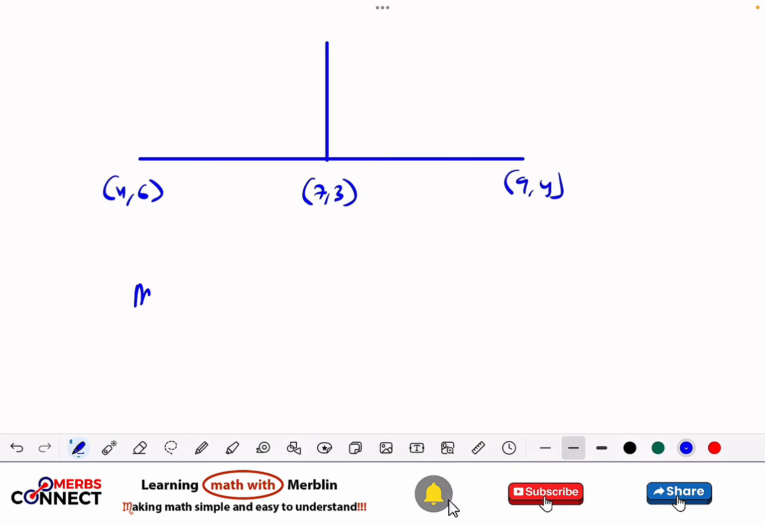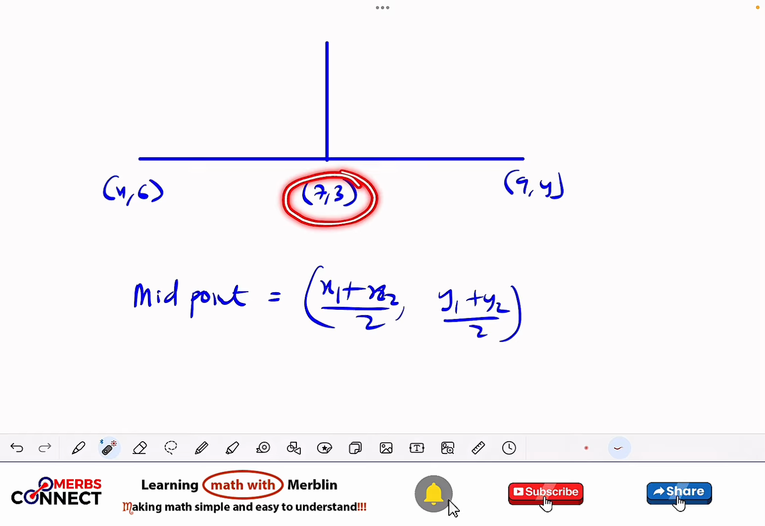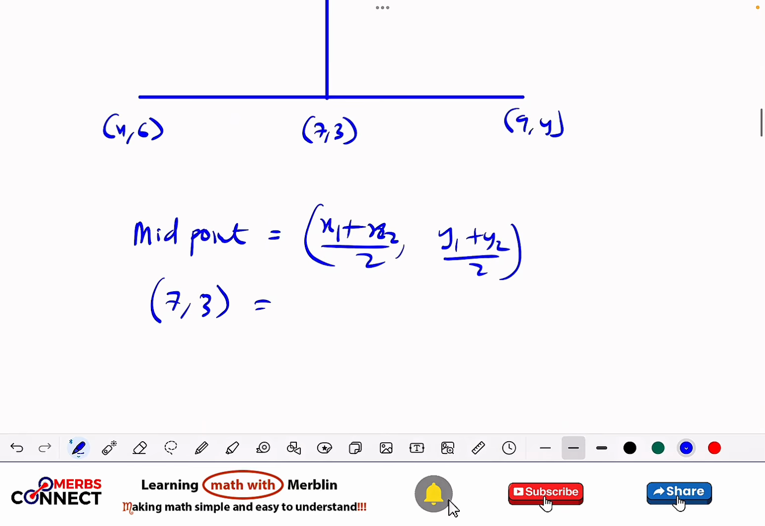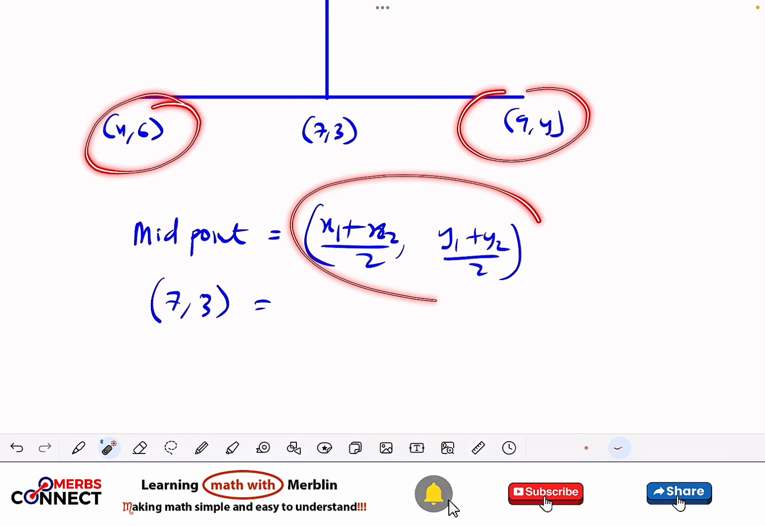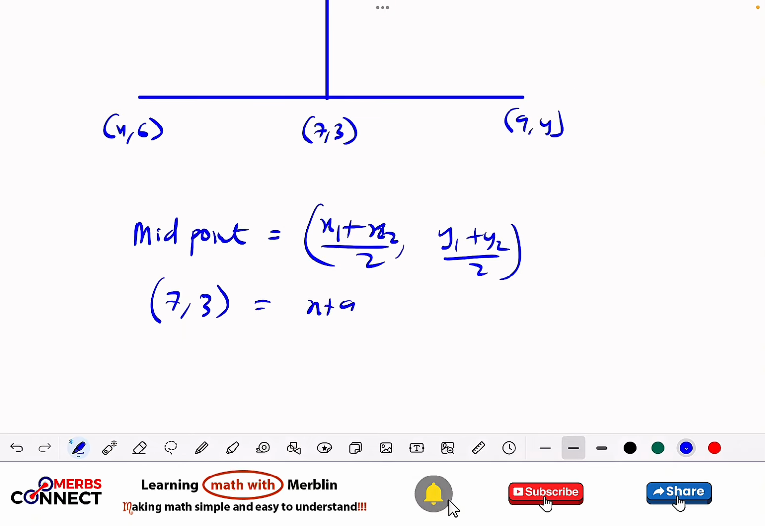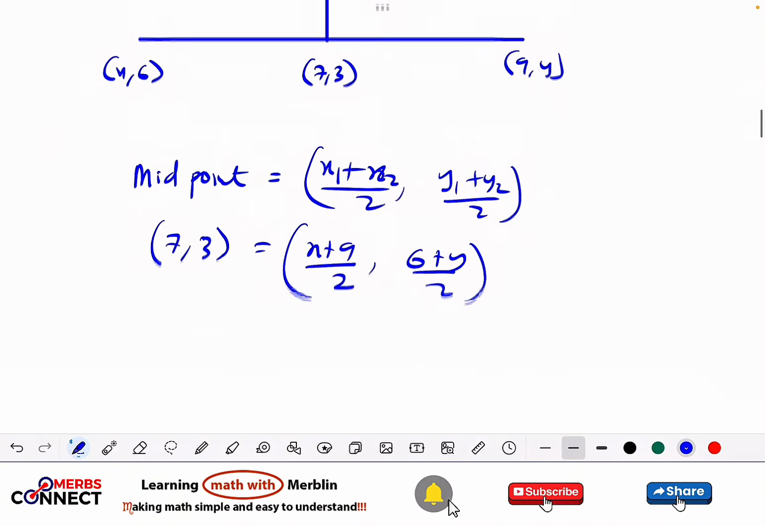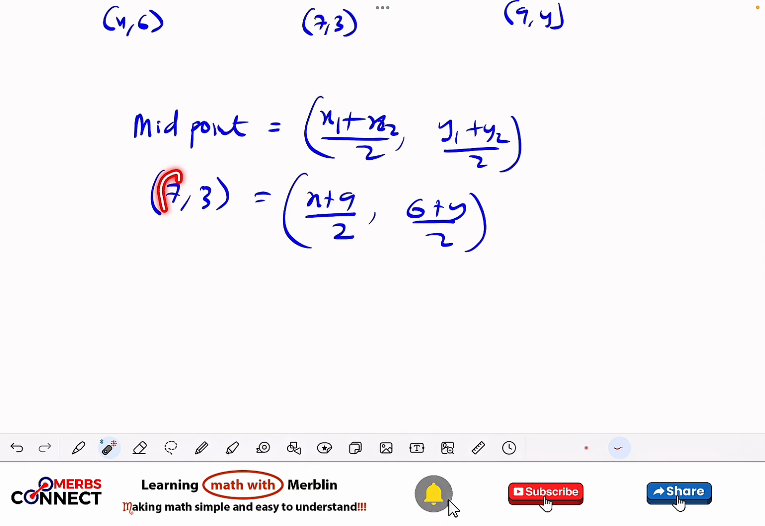We know that the midpoint is equal to ((x1 plus x2) divided by 2, (y1 plus y2) divided by 2). Since this one is bisecting, it becomes the midpoint, so I'm going to have (7, 3) here. Then I use this point and this point here, so I'm going to have ((x plus 9) divided by 2, (6 plus y) divided by 2). Don't forget, since this one is the midpoint, the coordinate here should be the same as this, and the coordinate here should be the same as this.